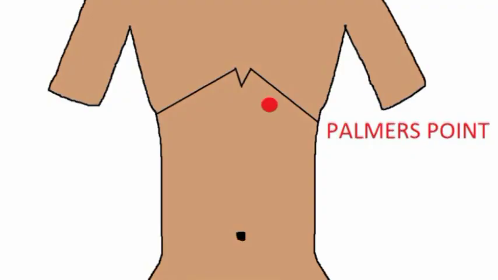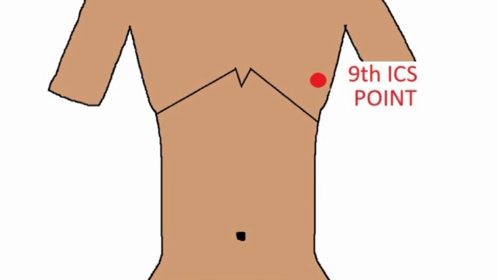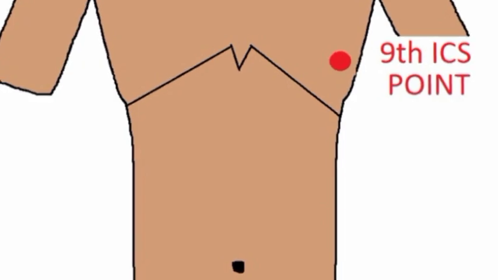Therefore, the quest for a non-umbilical entry port began, and thus several entry ports were suggested. For example, Palmer's point, Lee Huang point, ninth intercostal space point, etc. We will look at the situation of these entry points very briefly.